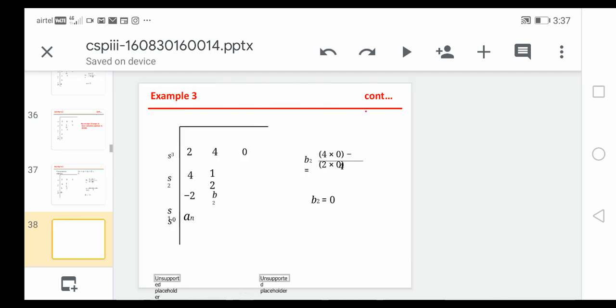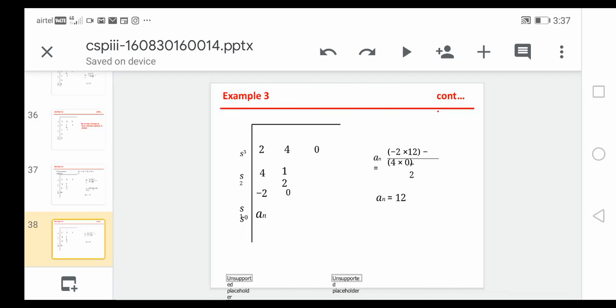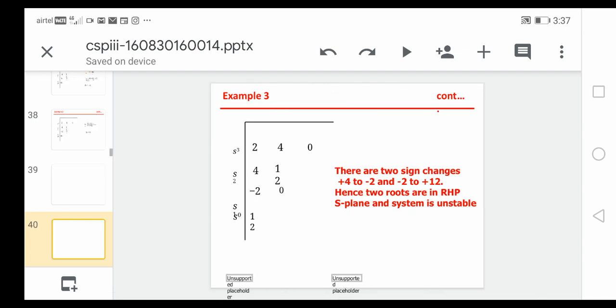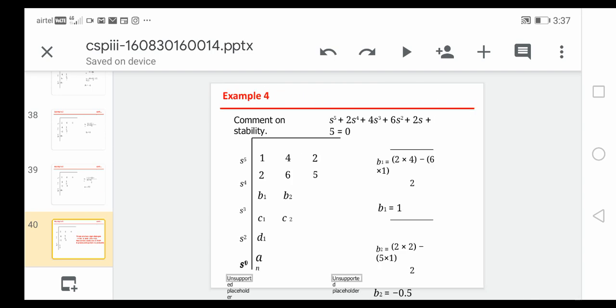Again, one more example. Here there are sign changes: two sign changes, plus 4 to minus 2 and minus 2 to plus 12. Hence two roots are in the right half of the S plane. The system is unstable.